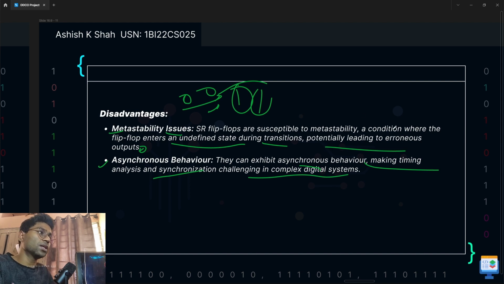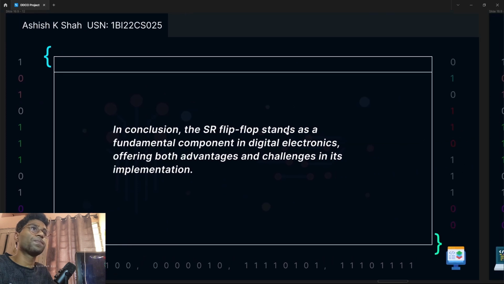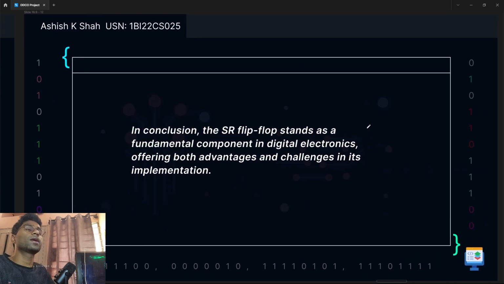So by this, we come to the conclusion. In conclusion, SR flip flops stand as a fundamental component in digital electronics, because without flip flops we can't store information or data. They offer both advantages and challenges in their implementation.